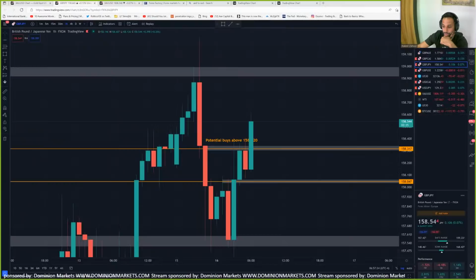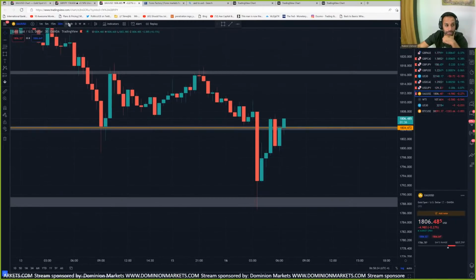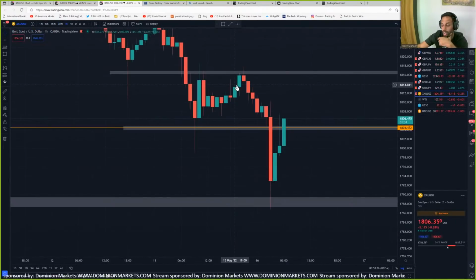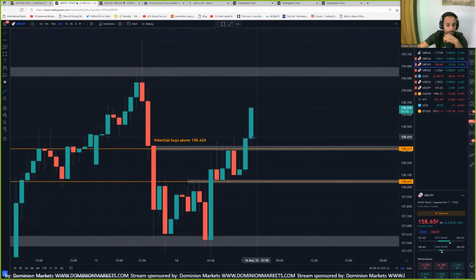Here's my analysis on gold. Wait for price to form resistance here to go down. Awesome, clean buys above this area. Okay, perfect, you're looking for buys. I'm going to see how the 1 hour candle closes. We've got about a minute and a half to wait. Pound yen moves like 24, 25 pips here. Very nice.